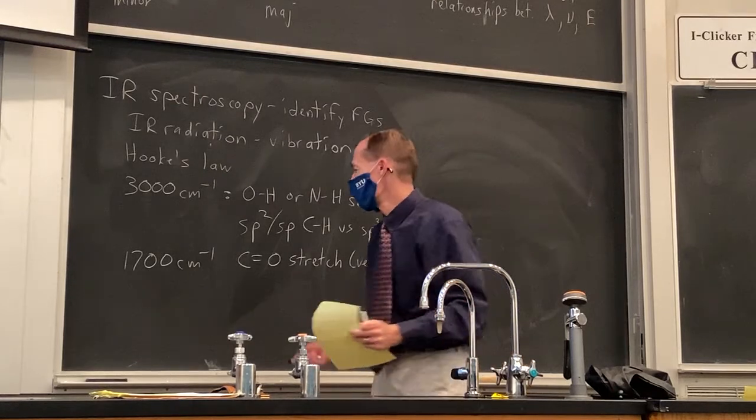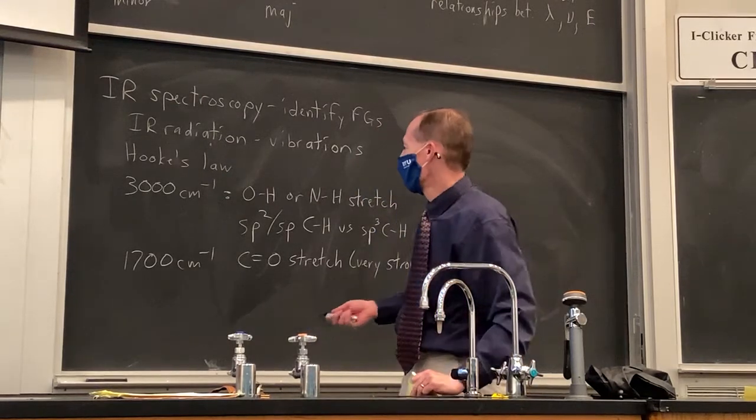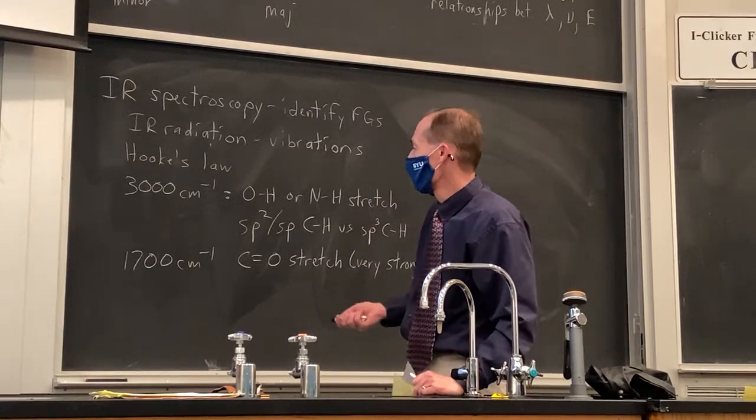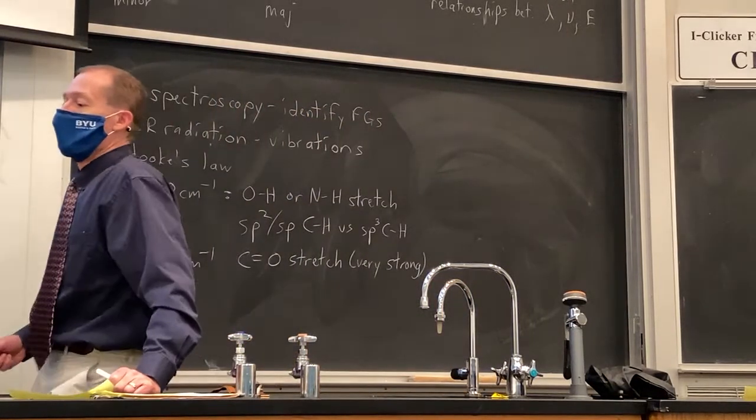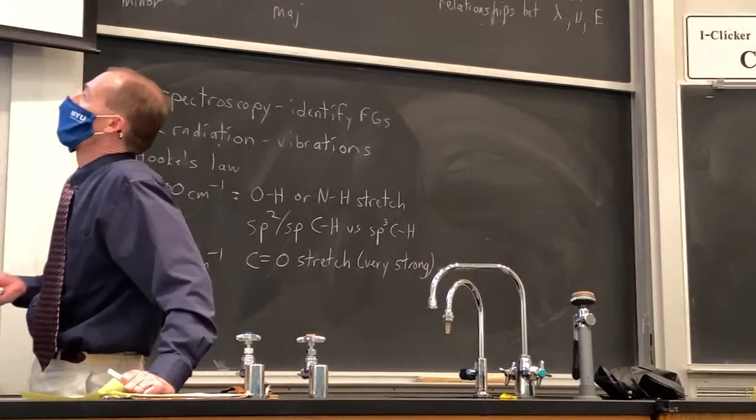So those are the only two numbers you should memorize. 3,000 is significant for two reasons. 1,700 is significant for one reason. Anything else? Just understanding the trends is important.